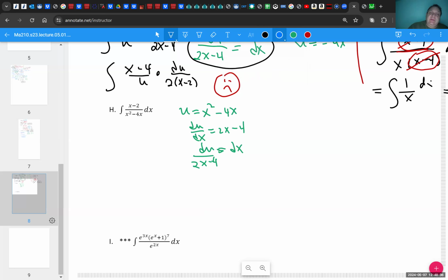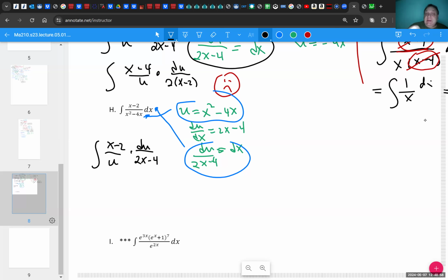So here's my u thing. I'm going to put that in for the bottom part. Here's my dx thing. I'm going to put that in for the dx part. And what do I end up with? I end up with x minus 2. I didn't touch that. The bottom part, x squared minus 4x, is my new variable u. And my dx is this formula I solved for, du over 2x minus 4. Seemingly, at first glance, it can't simplify because the top and the bottom are different.